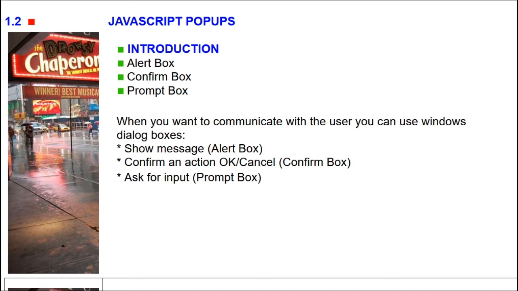So these kinds of boxes are called: the alert box is the one that gives you a message, the confirm box is the one that gives you the OK, cancel, and the prompt box asks you for an input. When you want to communicate with the user, you can use Windows dialog boxes. To show a message, we use the alert box. To confirm an action like OK, cancel, we use the confirm box. And to ask for an input, we use the prompt box.